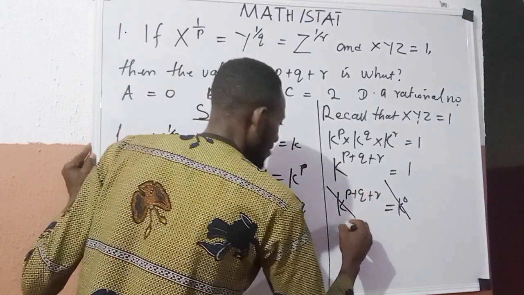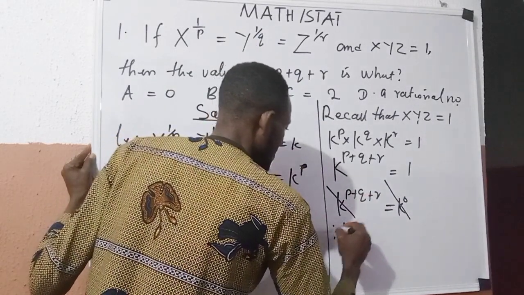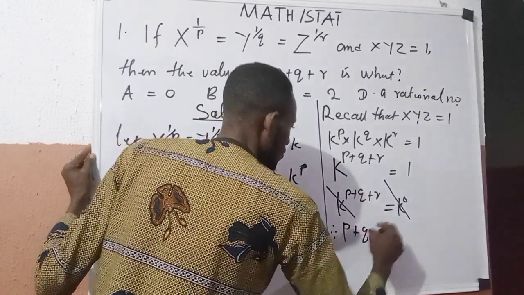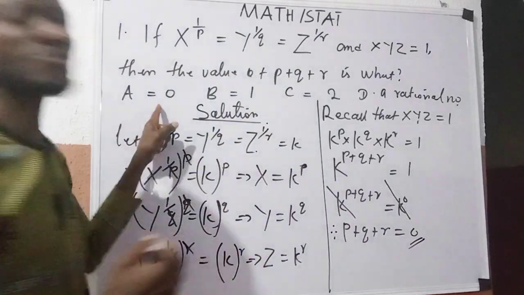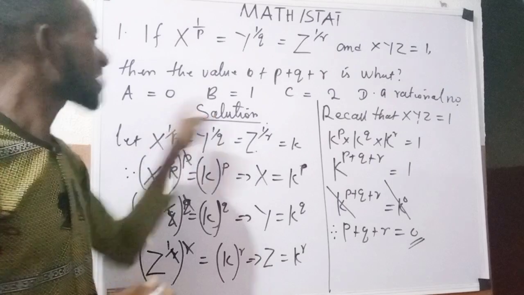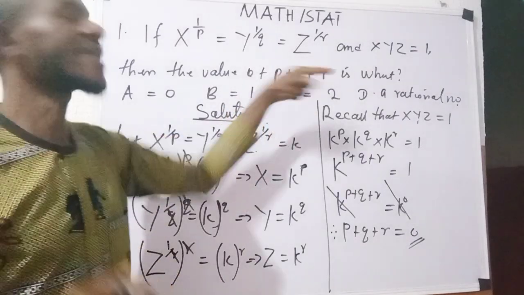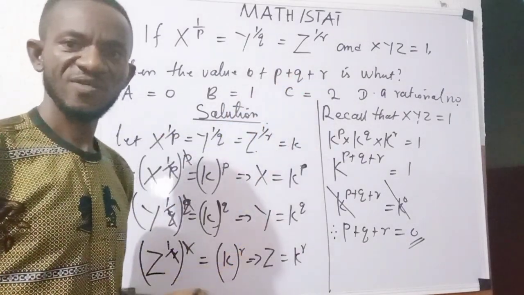Then I will bring this down, that therefore P plus Q plus R is equal to 0. So that becomes option A. That P plus Q plus R is what? That's the question they asked us.